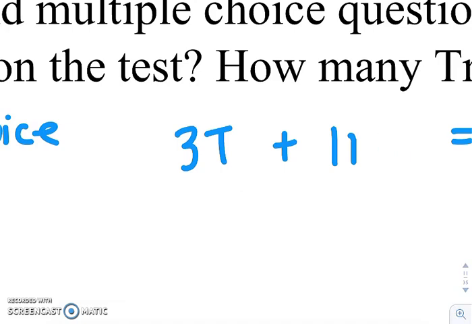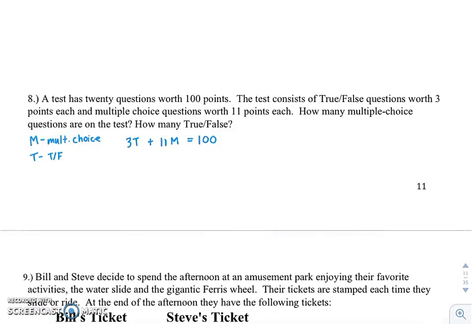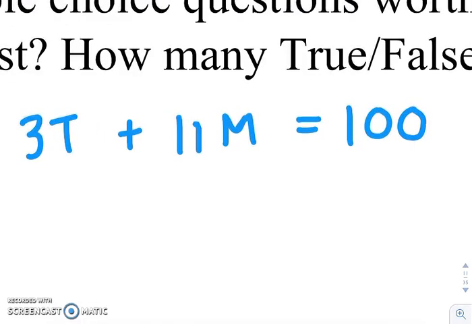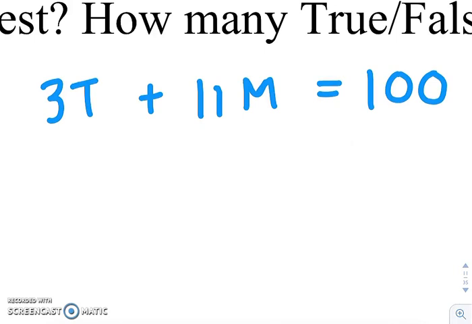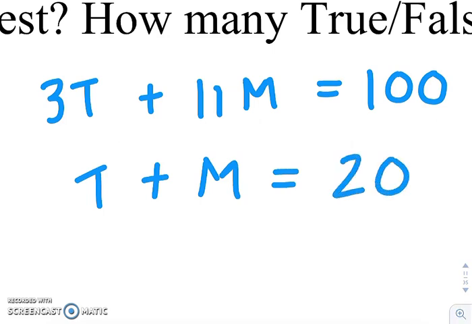The second equation has to do with the number of questions on the test. It says there are 20 questions. All we know is that there's true/false and there's multiple choice, and together there are 20 questions. The true/false and the multiple choice make up the 20 questions on the test.